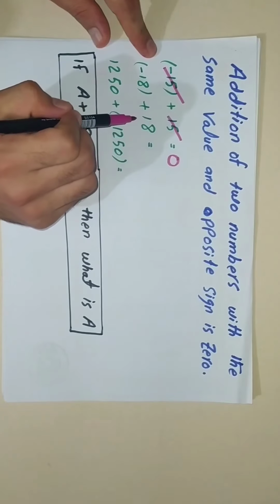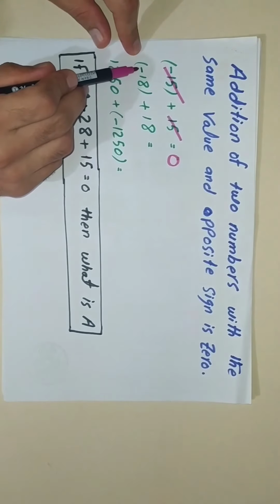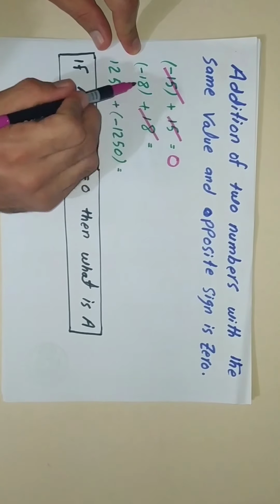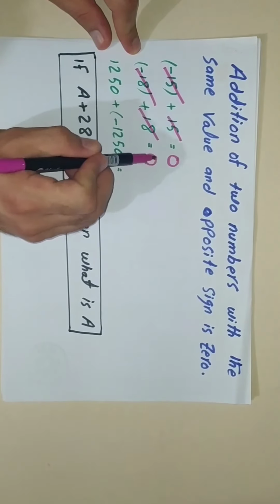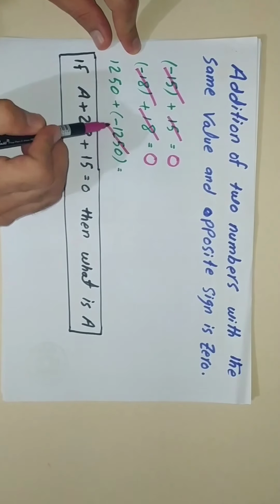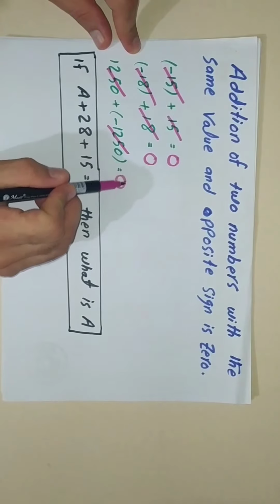be 0. Same here, minus 18 and plus 18. They will cancel each other, the answer will be 0. Same values, opposite signs, so they will cancel each other, the answer will be 0.